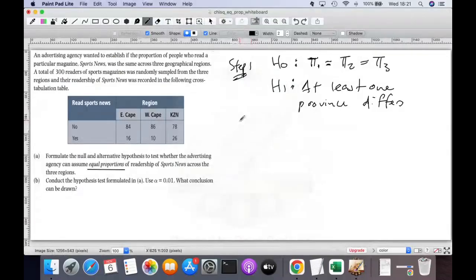All right, so that's just step one. Now remember, there's 5 steps to hypothesis testing. There's step 2, 3, 4, and 5. These 3 steps are identical to the independence test that we did last week. You follow the same procedures that we did last week to answer steps 2, 3, 4. Only step 5 differs because you need to state a different conclusion.